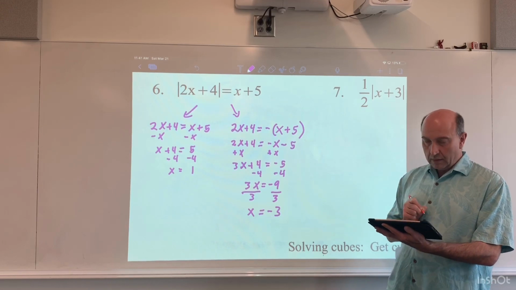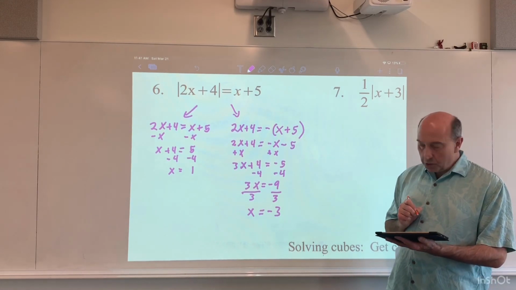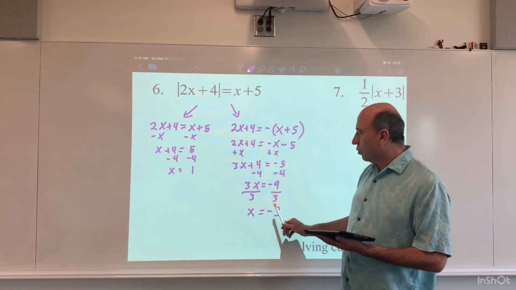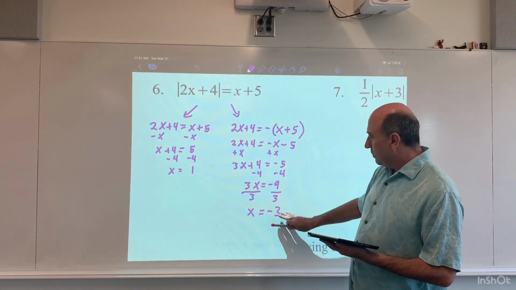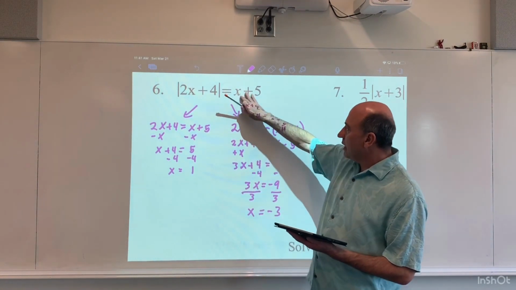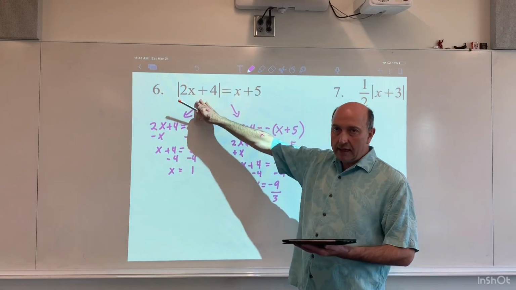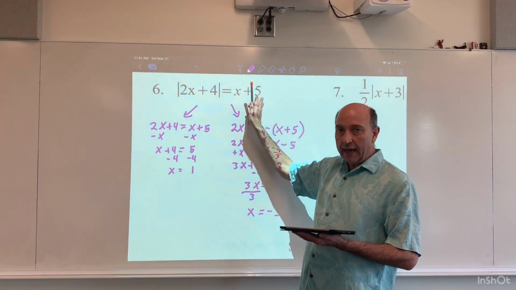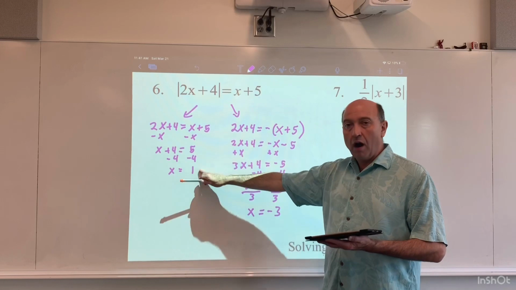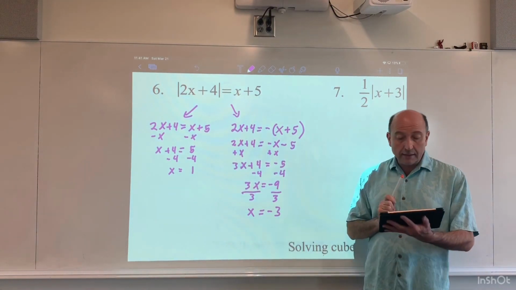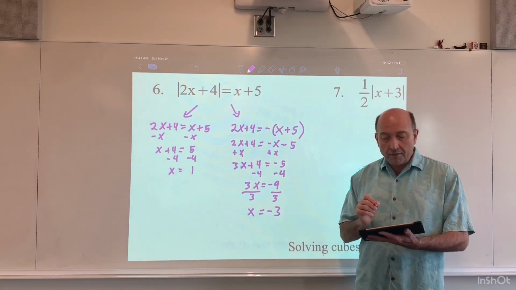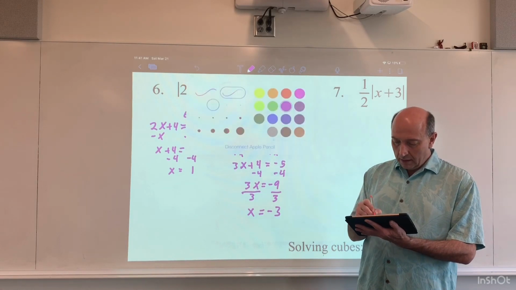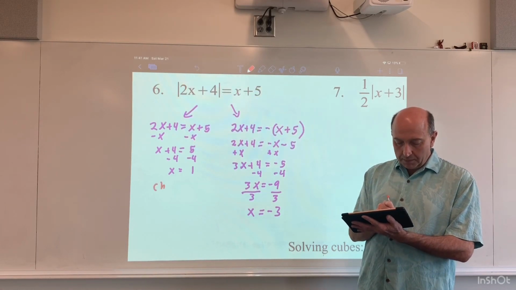Now, occasionally in these problems, both answers won't work. Because if you plug in negative 3 here, and this is negative, you can't take the absolute value of something and get a negative answer. So if there are two answers, these are it. But there's a chance that one of these doesn't work. So we will check them.